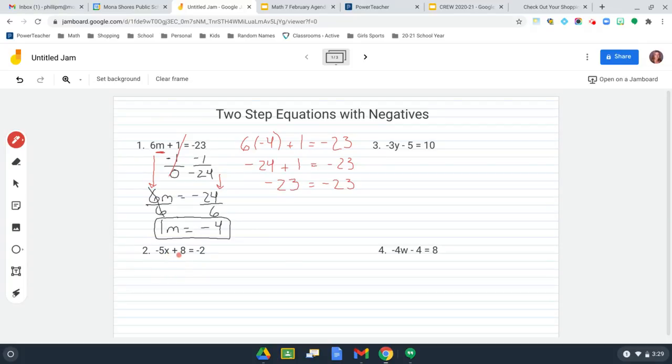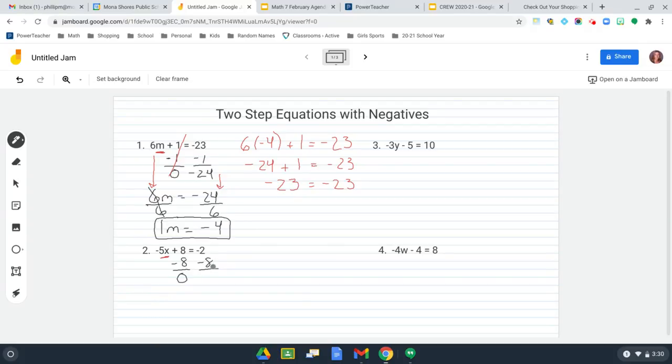Negative 5x plus 8 equals negative 2. So I locate the variable. There it is, there's x. That means I need to get rid of this plus 8 that is attached to it currently. I need this to go away. So to get rid of it, I'm going to subtract 8. I'm going to use the subtraction property of equality, subtract 8, and balance on both sides. Here, positive 8, negative 8, 0, gone.